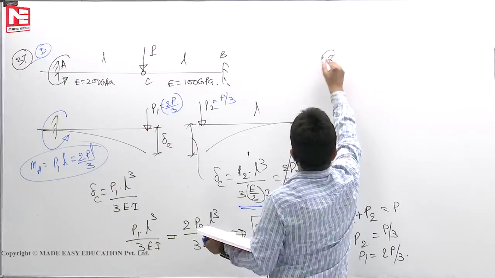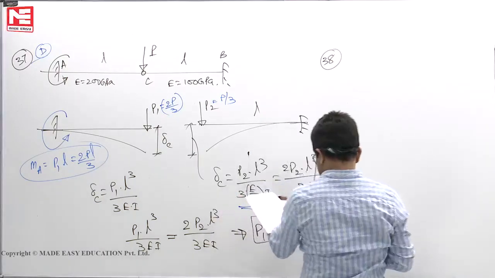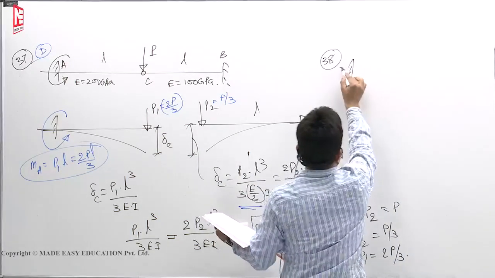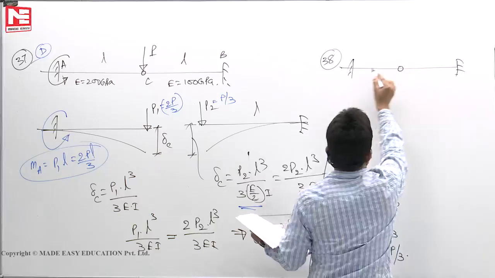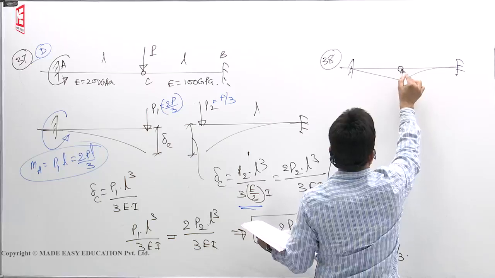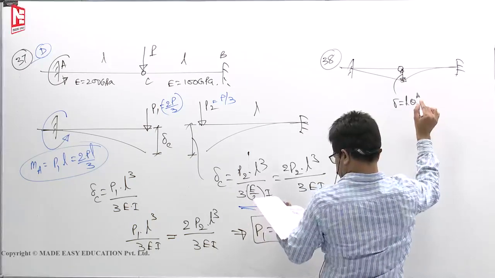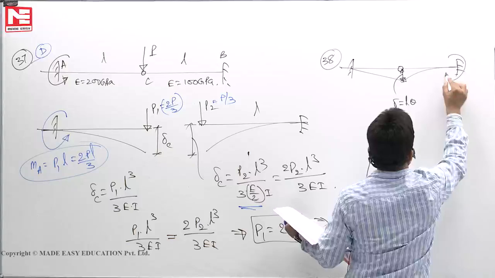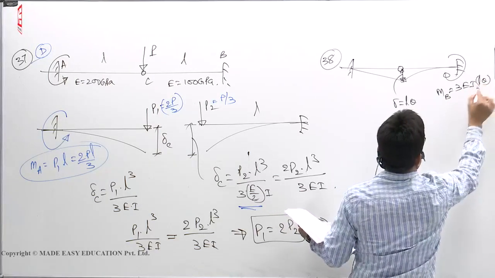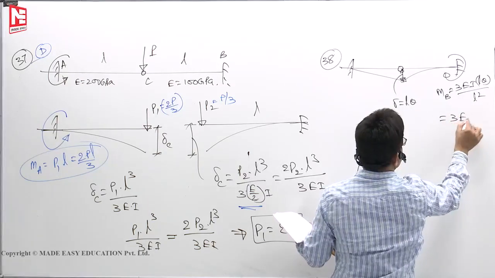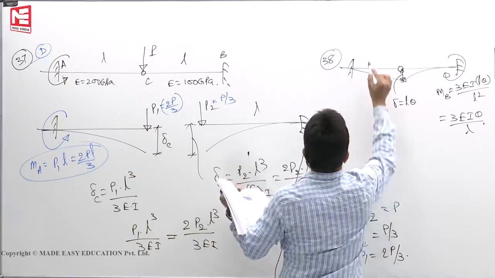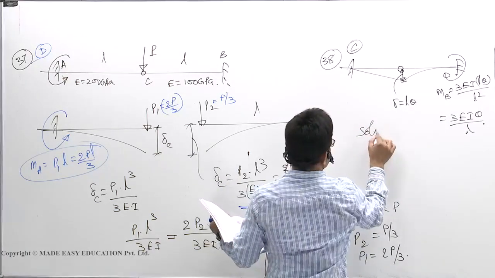38. This problem, fixed beam, support yields, what is the moment at B? This we solved in the class. This is how it is given. It yields and rotates, then it will come down like this. So this delta is equal to L theta. Then this is MB, 3EI delta by L square. So you will get 3EI theta by L. So C, solved in the class.